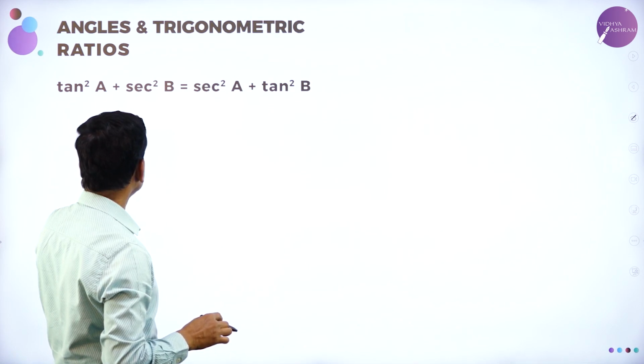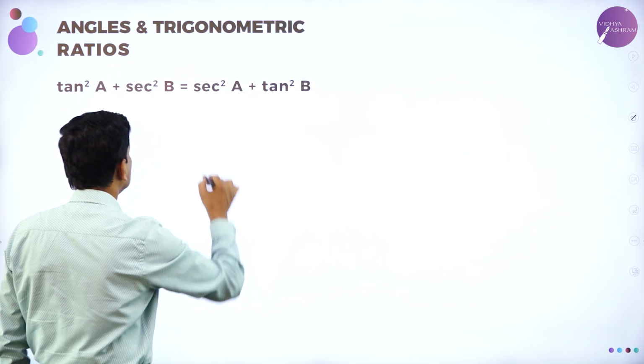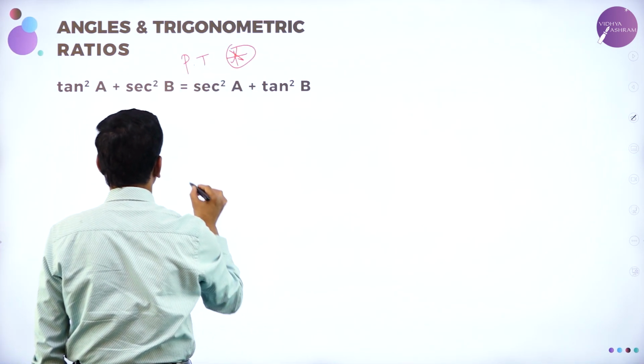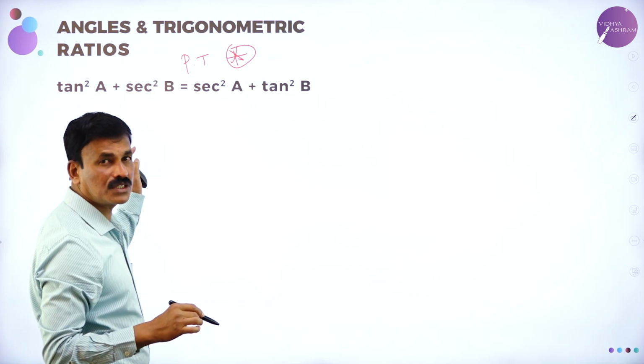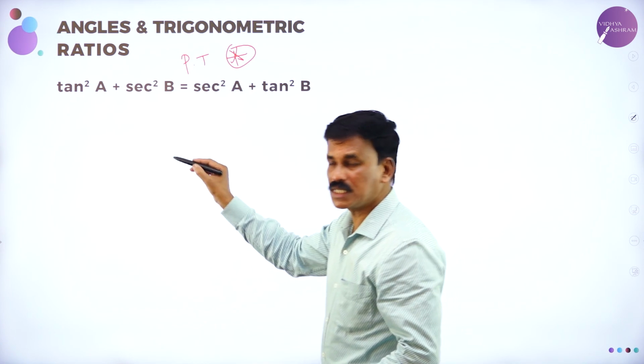Prove that tan square A plus secant square B is equal to secant square A plus tan square B. Now, to prove this is also very important for 2 marks. So, here the thing is conversion of tan into secant and secant into tan. Now, what is LHS?